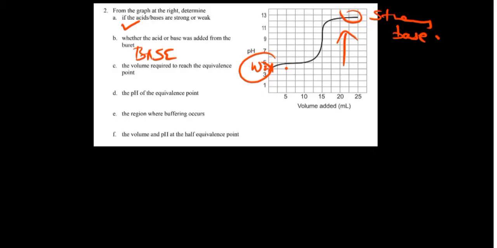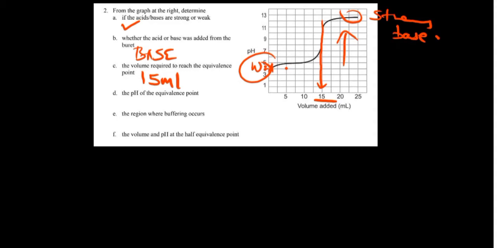C says the volume required to reach the equivalence point. So the equivalence point is where the volume is constant, and then we observe an increase in the pH. So in this case, we can clearly see that it's this region there. So the volume gives you 15 milliliters as your answer there. That is the equivalence point.